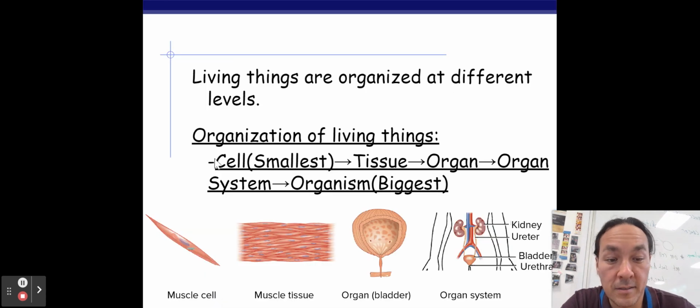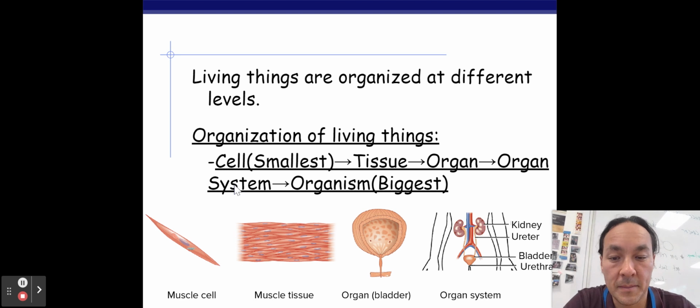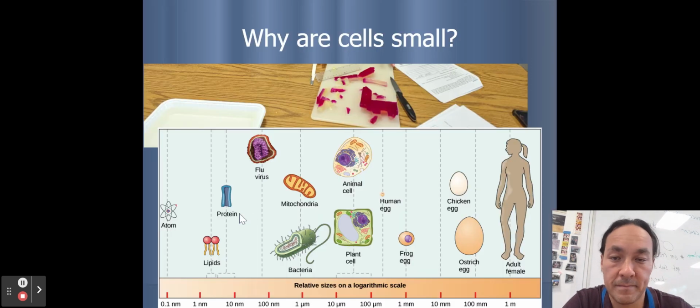So the cell is the smallest unit of life. The cells, when they're combined together, can make tissue, like a muscle tissue, which can make an organ, like the bladder, and then that can be part of the organ system. So here, an excretory system. Those organ systems combine together to make us an organism.